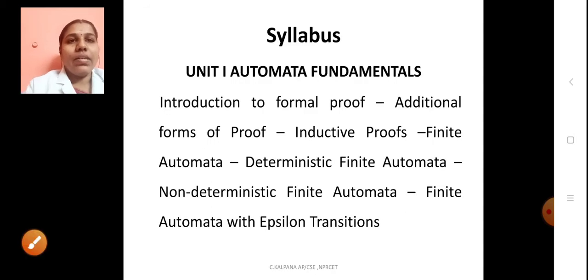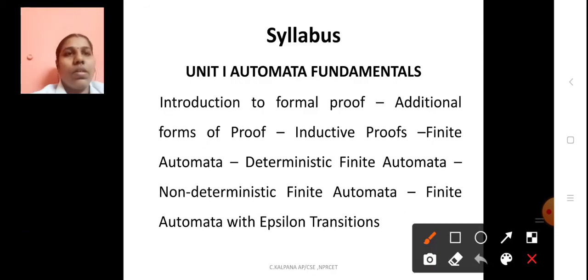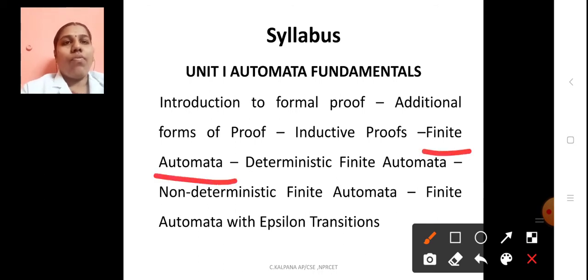In last class, we saw the basic concepts of finite automata, the model of finite automata, and the representation of finite automata. There are two ways to represent finite automata. One is the transition diagram and another one is the transition table. In this class, we are going to see the types of finite automata.